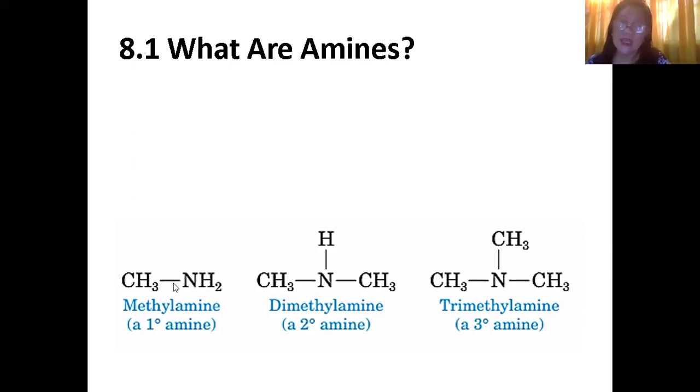What makes it an amine? The presence of the NH2. What makes it primary? If your nitrogen still has two hydrogens. What makes it secondary? If your nitrogen still has one hydrogen and the other hydrogen is replaced by a substituent. It could either be a methyl or another group. Then a tertiary amine, if all of the hydrogens in your nitrogen are replaced with other substituents.